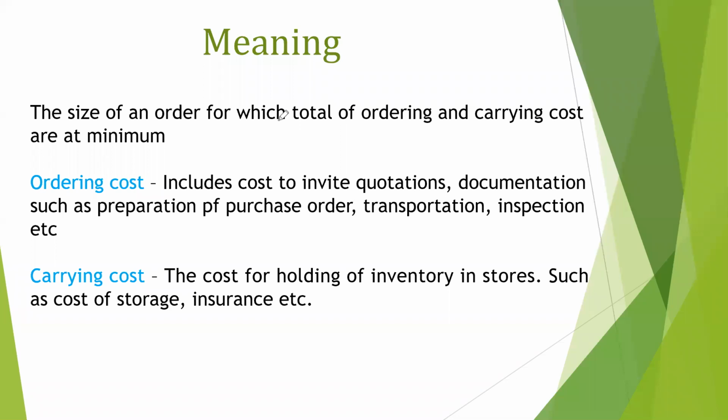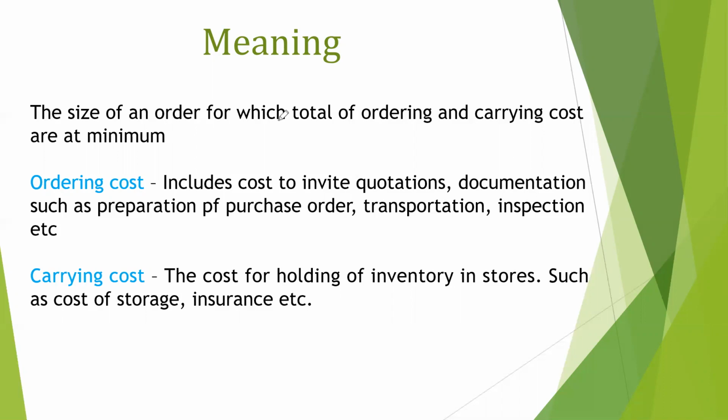Ordering cost: when you're ordering a product, you have to invite quotations from the supplier, then select the supplier you want to procure the material from. A lot of documentation takes place, such as preparation of the purchase order, invoicing, etc. The goods have to be delivered from the supplier's location to our own location. The goods are then inspected. All such costs incurred are called ordering costs.